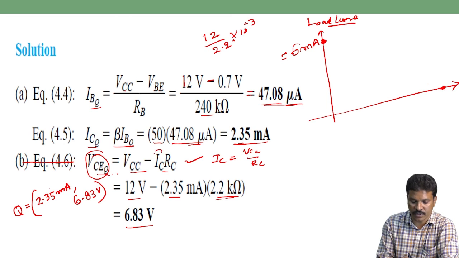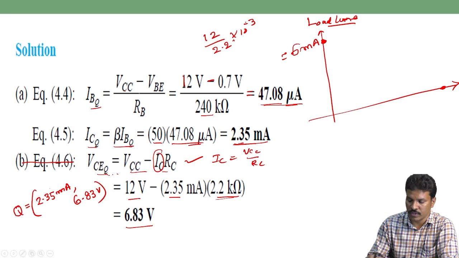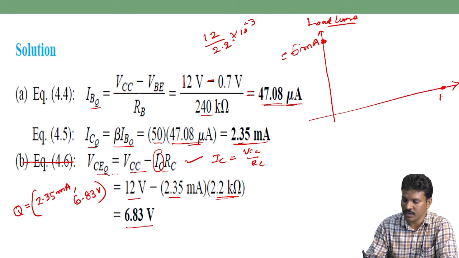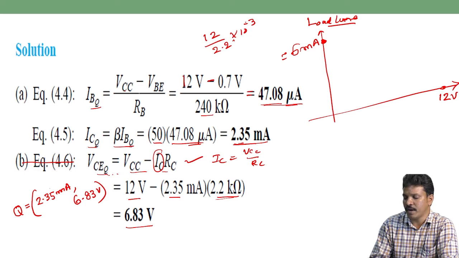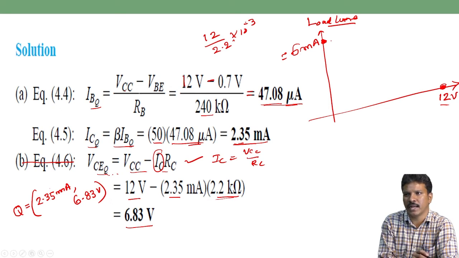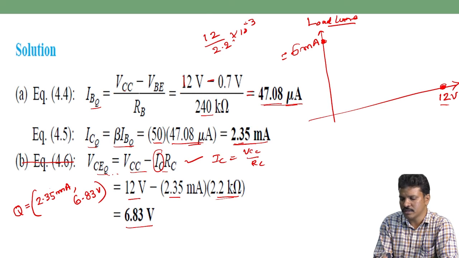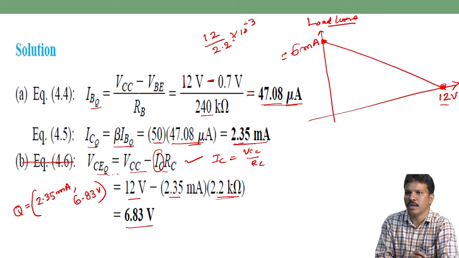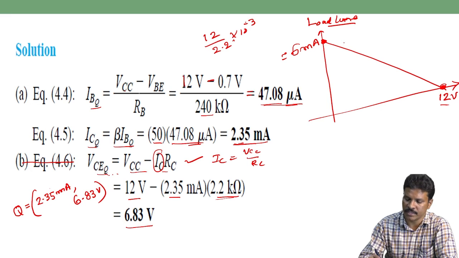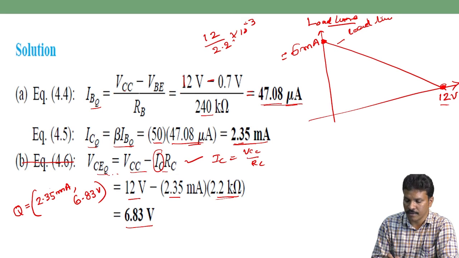By substituting IC is equal to 0, we'll get VCQ is equal to VCC. What is VCC? 12 volts. So the maximum point VC cutoff is equal to 12 volts. The maximum point on the y-axis is 6 milliampere. When we join together 6 and 12, this is called the load line. In this load line, we can get the ICQ and VCQ point.